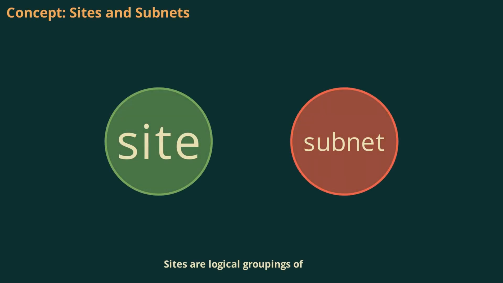Sites are logical groupings of physical locations with high-speed connectivity. Subnets are IP ranges mapped to these sites, enabling clients to find the nearest resources. Proper configuration of sites and subnets is essential for both replication efficiency and optimal client experience.